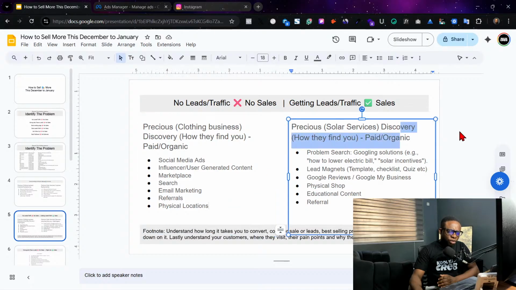So now let's look into service-based businesses. How do they get traffic? They get traffic when people search for a problem. Say this is a solar business. Imagine you wrote an article or made a YouTube video, because YouTube is under search as well, with a topic like how to lower electricity bill using solar. That is a topic most people are looking for.